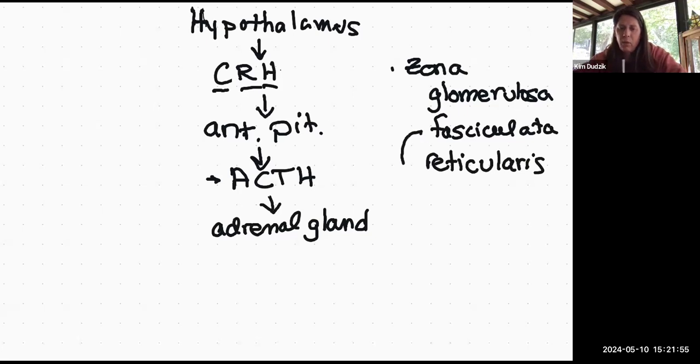Okay. And the one way I remember that is, cortisol, a lot of us think of it as a stress hormone. It is when you're under stress. And what happens when you're under stress? You tend to gain a lot of weight. So I think fasciculata, a lot of weight. So the adrenal gland, then again, ACTH targets the zona fasciculata, causing that to release cortisol.